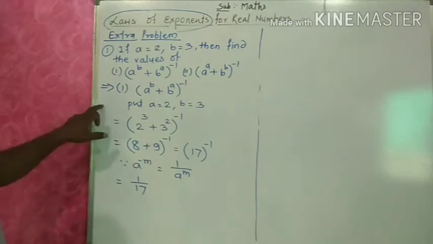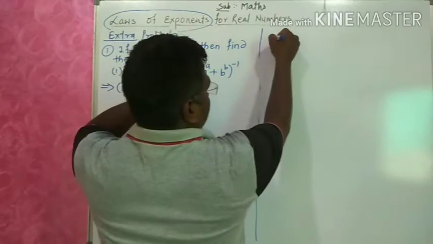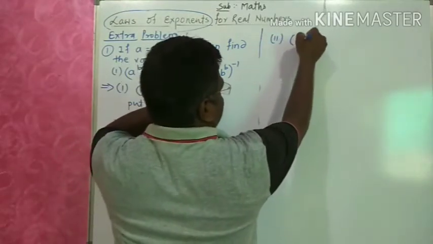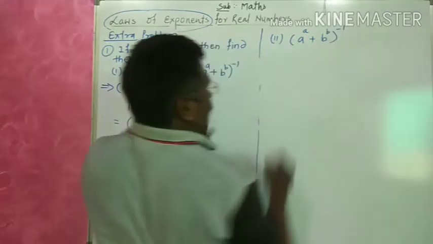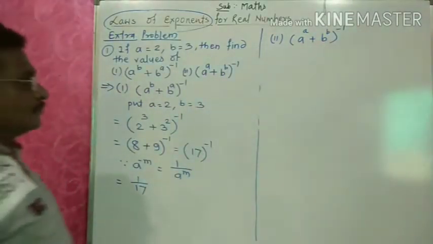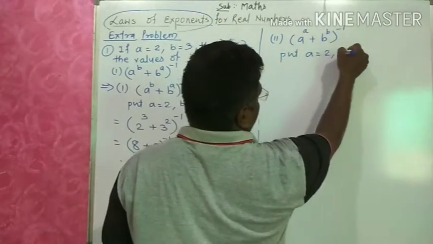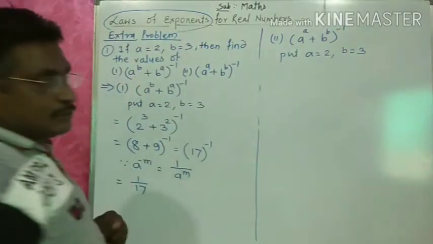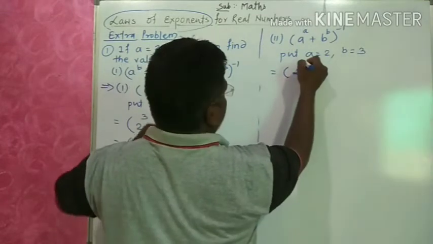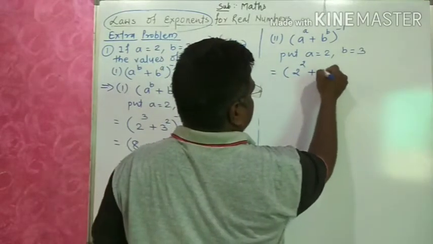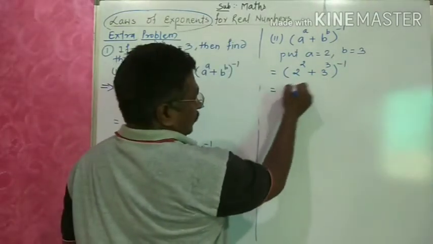Understood, student? How to solve? Now the second part of this question. What is the second part? A raised to the power A plus B raised to the power B, raised to the power minus 1. Here also put A equals 2, B equals 3 and substitute. So what will we get? 2 raised to the power 2 plus 3 raised to the power 3, raised to the power minus 1.